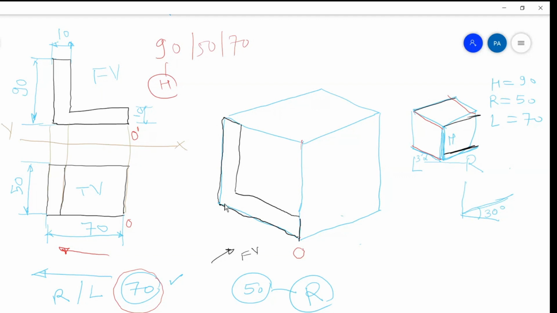Okay, so we have built the front view of this. Now we have to build the top view. इतना समझा सबको? Yes, sir. Okay, so after building the front view, now we want to draw the top view.